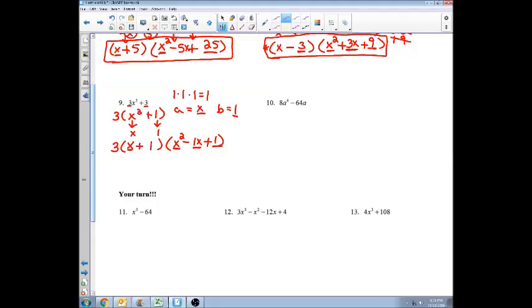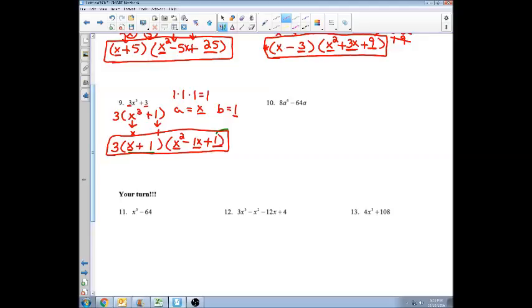Again, I want to see if I can factor that any further. Well, obviously, x plus 1 I cannot factor any further. What about, is there anything that multiplies to 1 that would add to negative 1? 1 times 1 will not add to negative 1. So there's nothing further I can do. So this is, in fact, my answer.